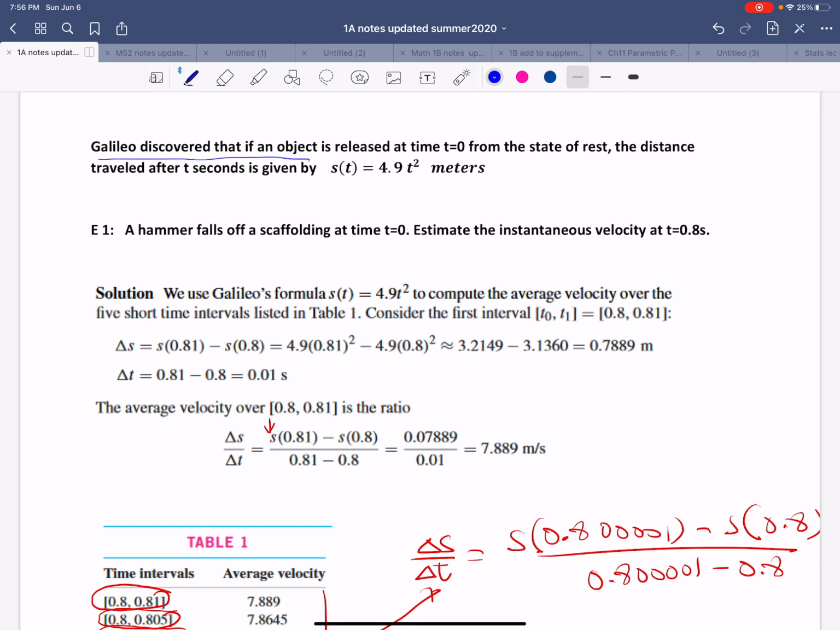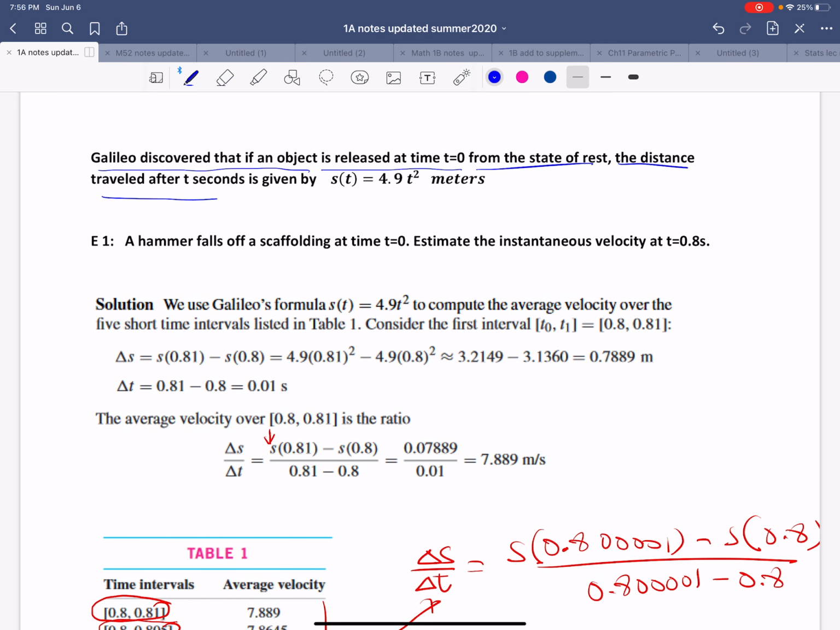Galileo discovered that if an object is released at time t equals 0 from a state of rest, the distance it travels after t seconds is given by s of t equals 4.9 t squared meters. This is a formula you should remember. It will come in handy sometimes when you're doing free fall problems and they don't give you the function. Then we can use Galileo's formula to estimate the distance traveled by the object if it's free falling from a height.